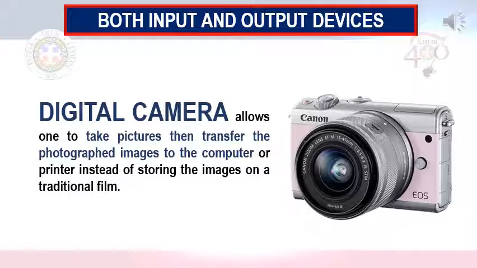Next, let's now move on to both input and output devices. First, digital camera. A digital camera records and stores photographic images in digital form. It allows one to take pictures, then transfer the photographic images to a computer or printer instead of storing the images on traditional film. Many current models are also able to capture sounds or video. Capture is usually accomplished by a photosensor using charge-coupled devices.